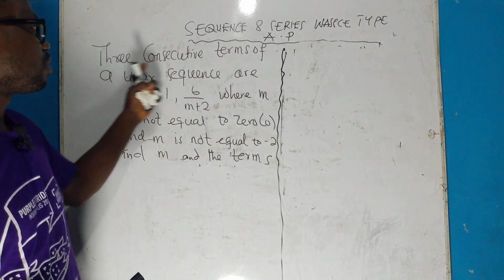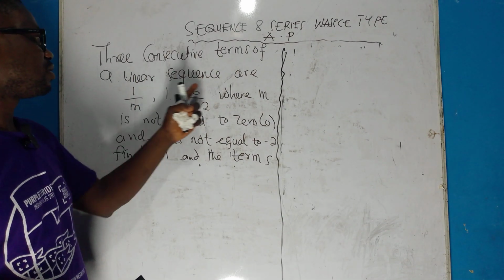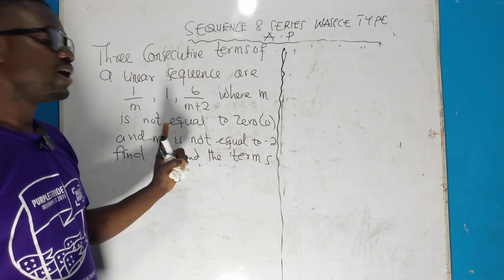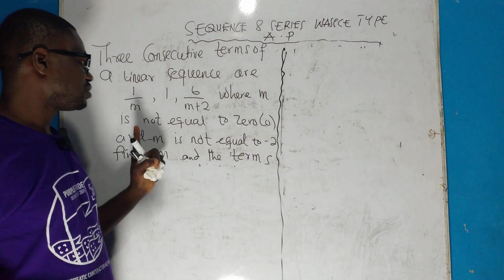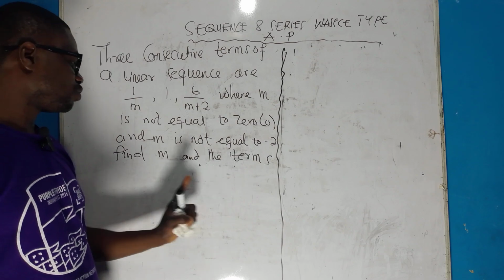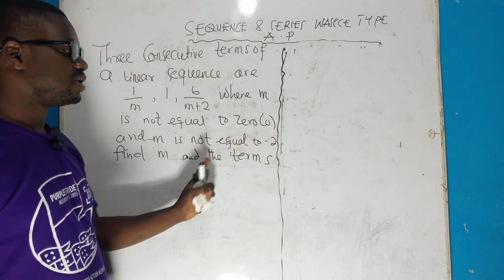It says that the three consecutive terms of a linear sequence are 1 over m, 1, 6 over m plus 2, where m is not equal to 0 and m is not equal to negative 2. Find m and the terms.